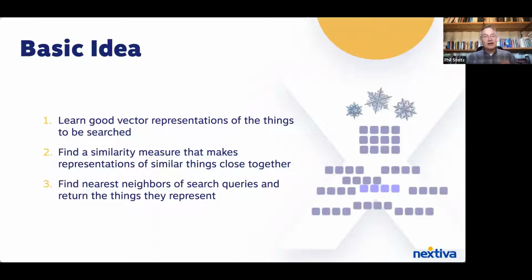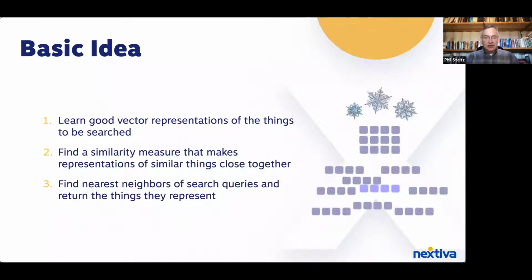Then we try to find a similarity measure between those vectors that has the nice property that representations of things that are similar are close together according to some kind of metric that we put on the vector space. So we want to define a similarity measure among the vectors that are the representations, so that when we compare two of them and they are close together in that metric, then the things that they correspond to are actually close together in terms of what's relevant to driving the search.